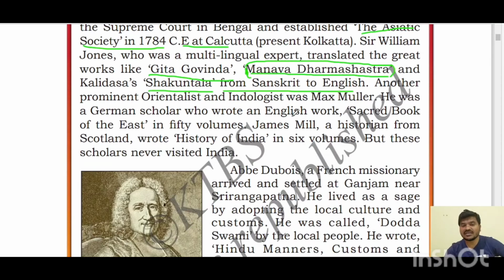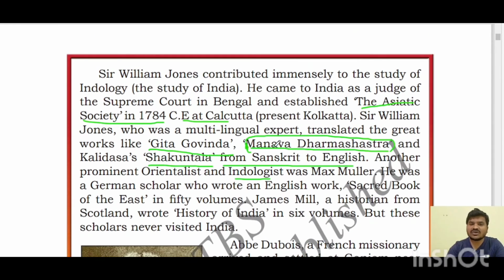Now, other prominent Indologists, who were greatly impressed with India and wanted to know its culture and heritage, are called Indologists. Besides Sir William Jones, there is Max Muller. He did not come to India, but he wrote the book called Sacred Books of the East, in 50 volumes. And also James Mill wrote History of India. Both these persons did not come to India, but even then they got so impressed with our culture that they wrote many books. History of India has 6 volumes, and Max Muller's Sacred Books of the East has 50 volumes.